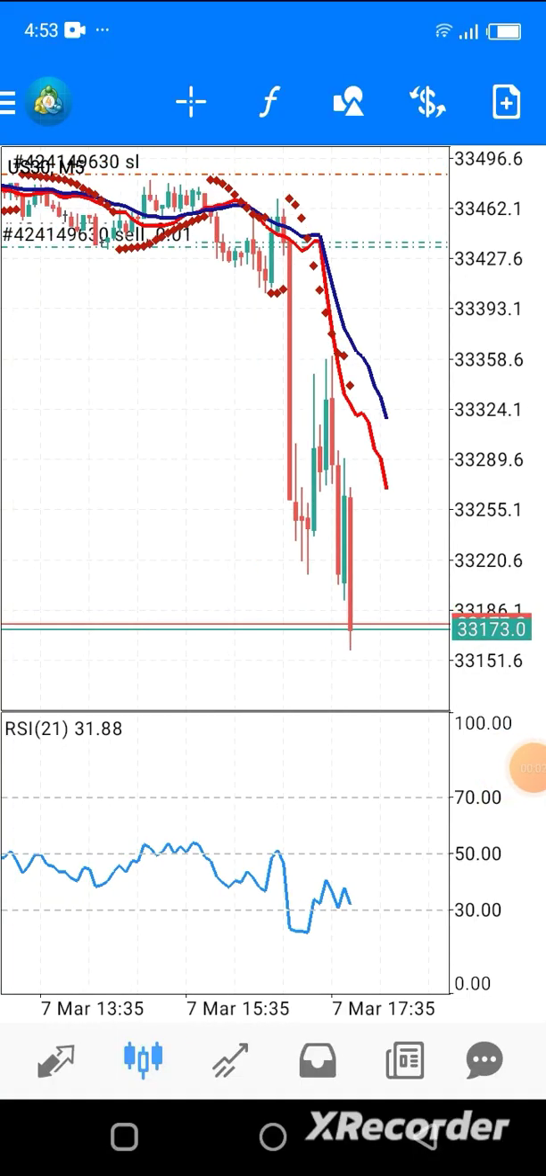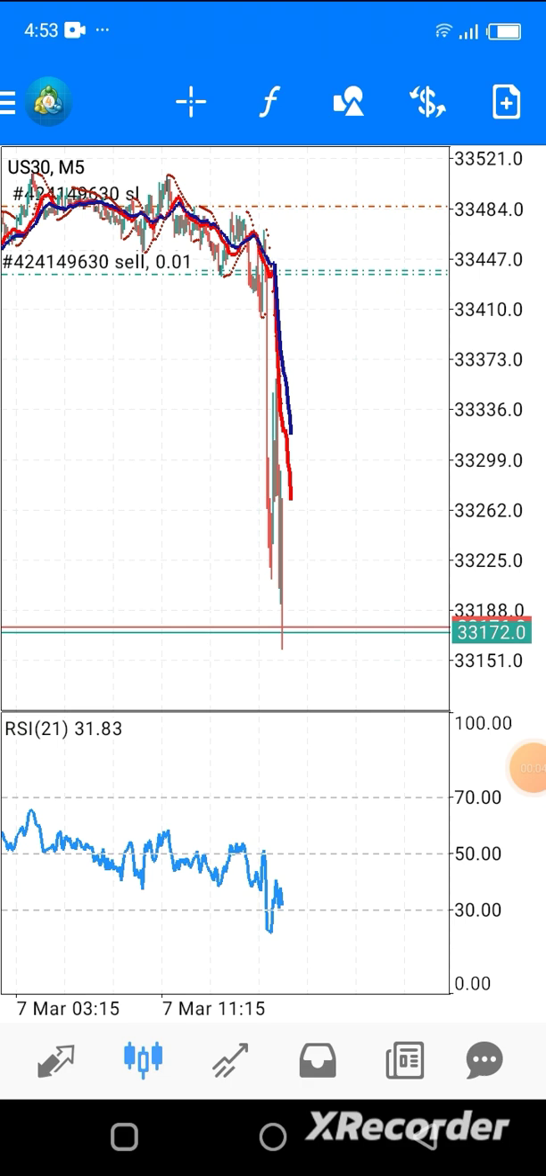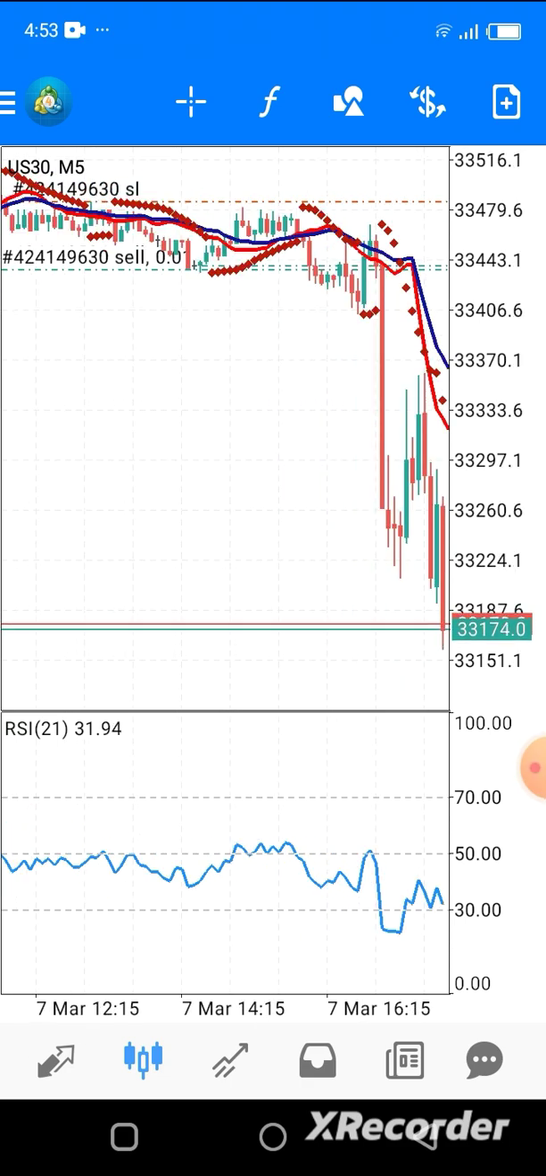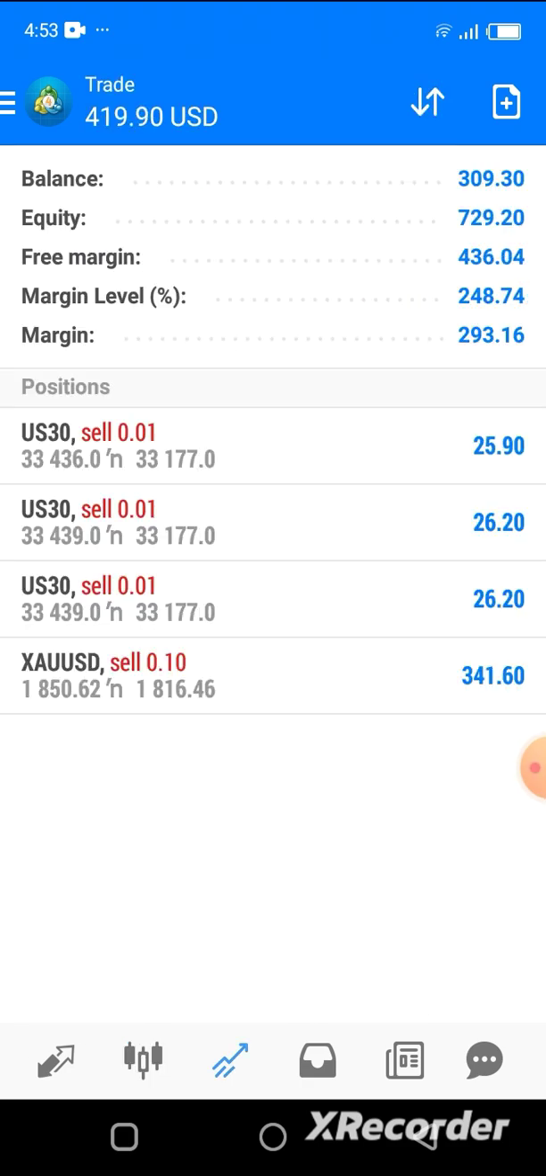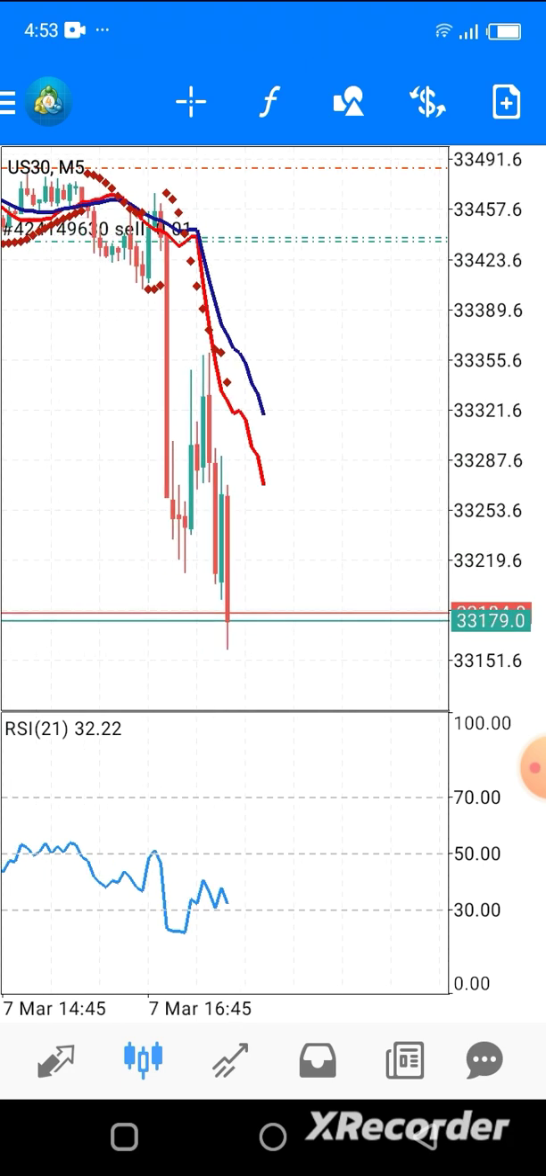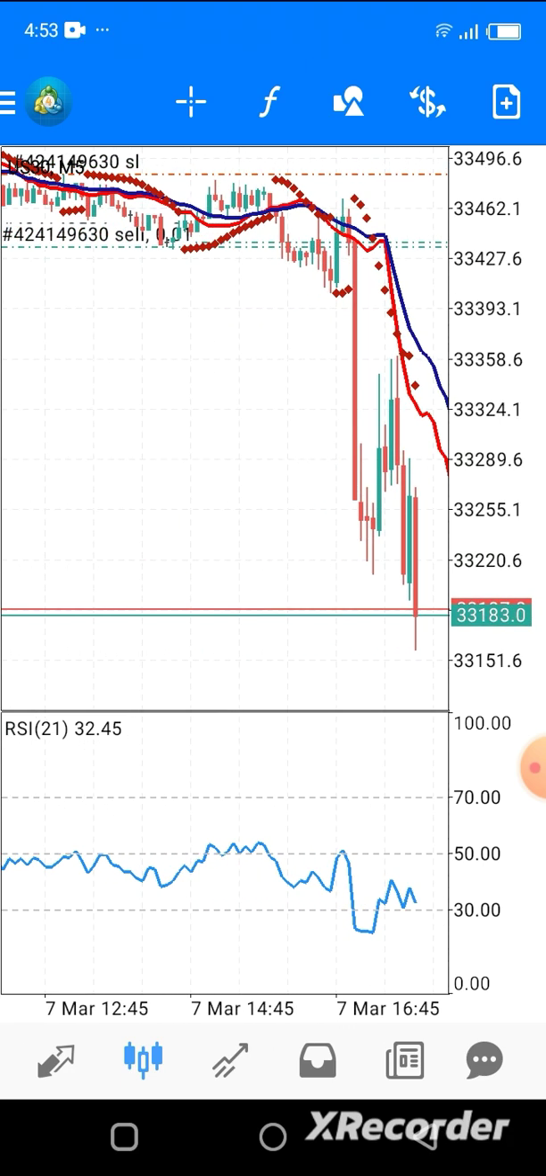As you can see, US30 fell eventually. As you can see the fall. So I had to close my gold. I closed gold because it had gotten to a certain support. I closed it, so I left the other one. But gold is still falling. I closed one of it and I entered US30 again, 0.01. So I'm in profit. So what I want to show you guys is right here.